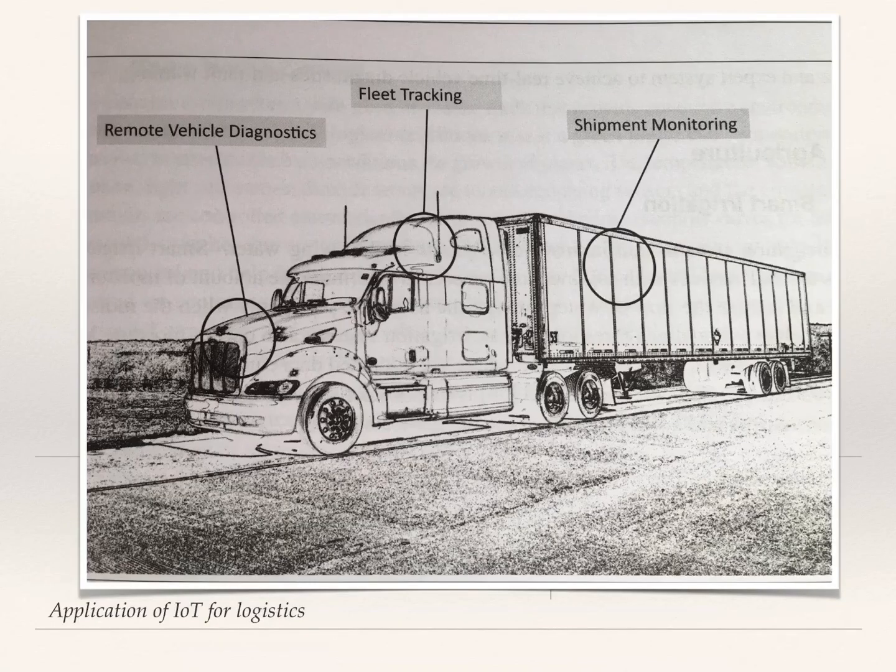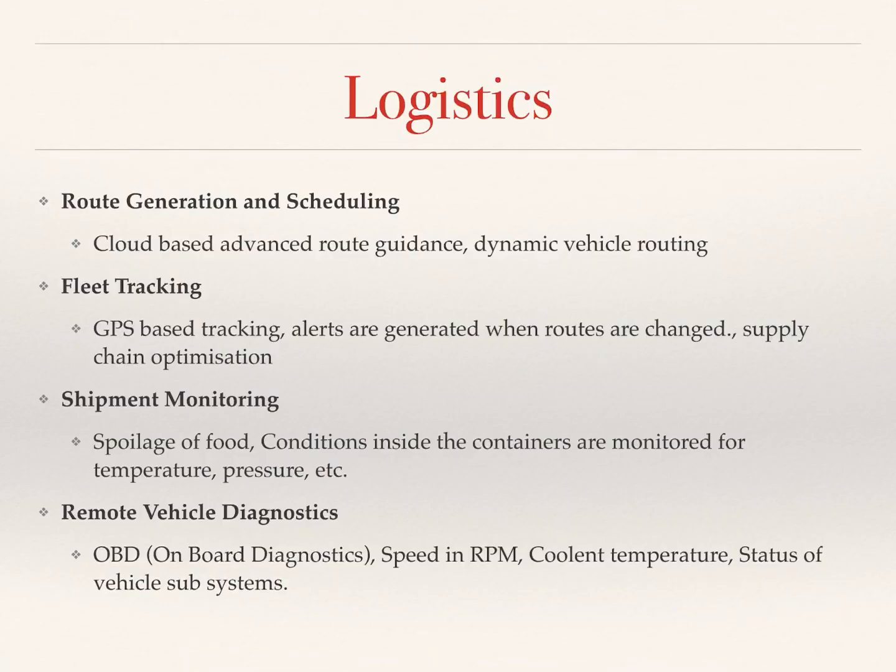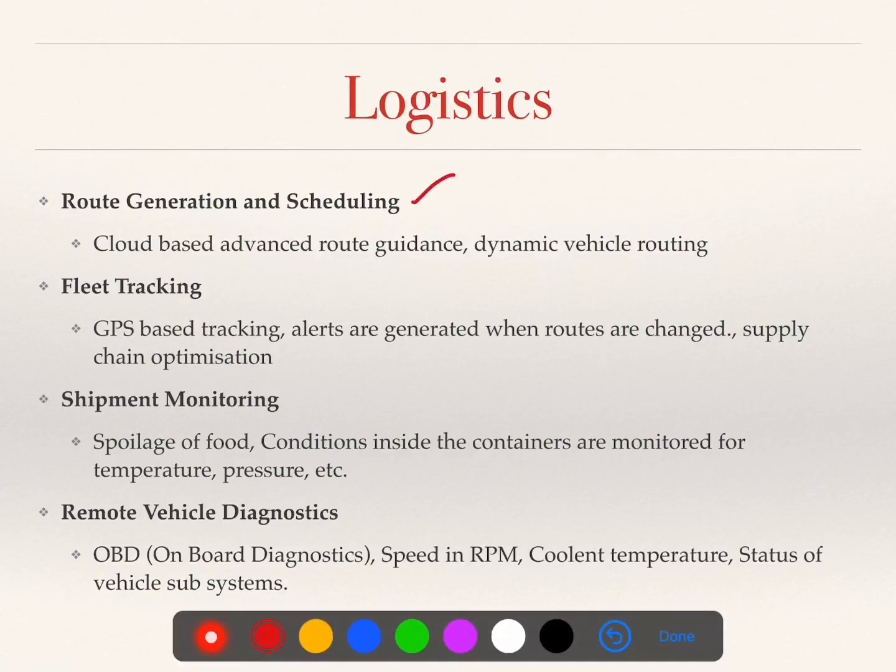So the next thing is logistics. Logistics means how they transmit information and shipments, products, via fleet tracking. Here there is route generation and scheduling. The first thing is route generation: cloud-based advanced route guidance and dynamic vehicle routing. When a vehicle is driven by a driver, the route will be automatically programmed. That means the driver has to go on a particular route and should not divert from it. If anything happens, the dynamic vehicle routing will be controlled via the cloud-based system.